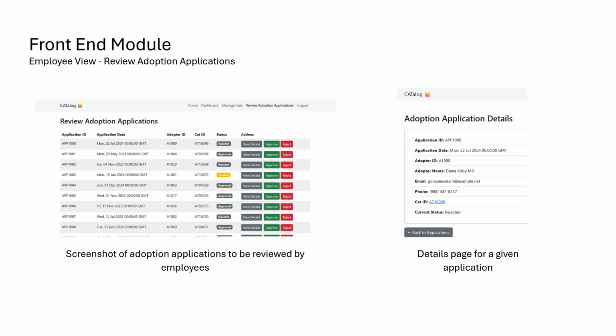The page on the right is the View Application Details page. It uses the URLSearchParams interface to extract the application ID from the query string and fetches the data via a RESTful GET request. Once the application object is retrieved, a secondary request is sent to the adopter's ID API endpoint to fetch the adopter's personal details like their name, email, and phone number. This ensures employees can view full application context in a clean layout.